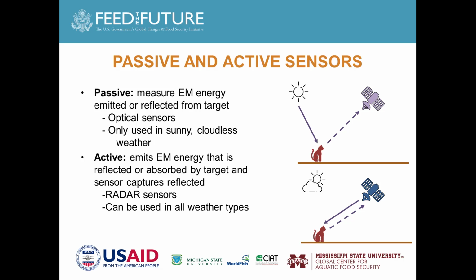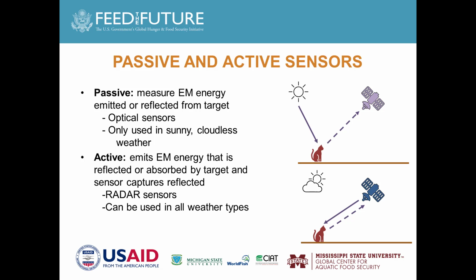So here at the top, we see that our energy source is coming from the sun, and so the sunlight hits the orange cat, and then some of it is reflected to our sensor on the satellite.